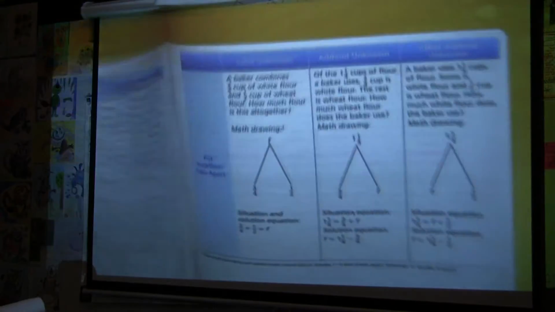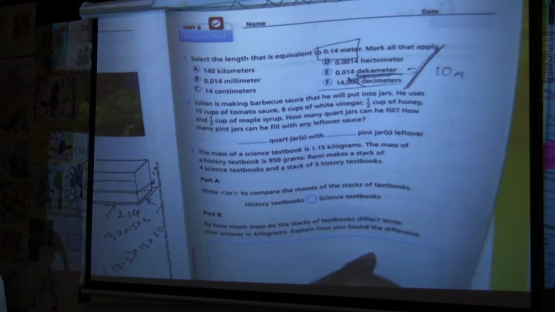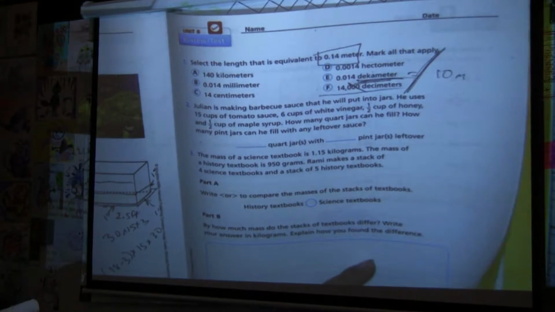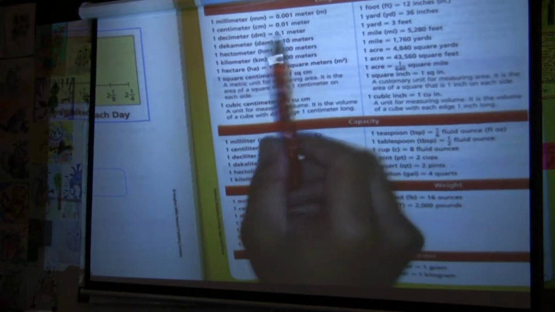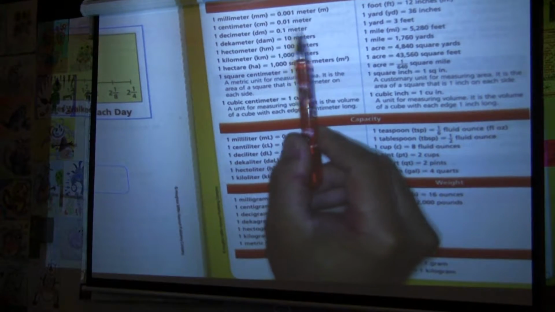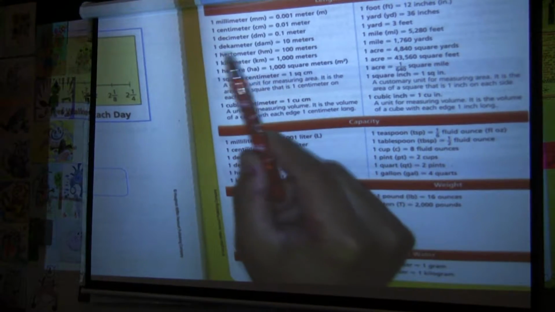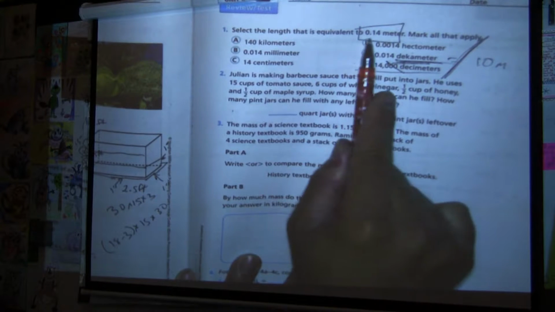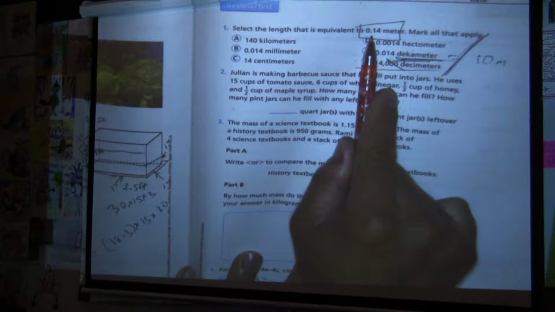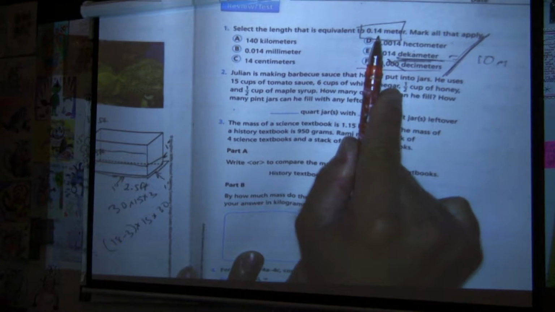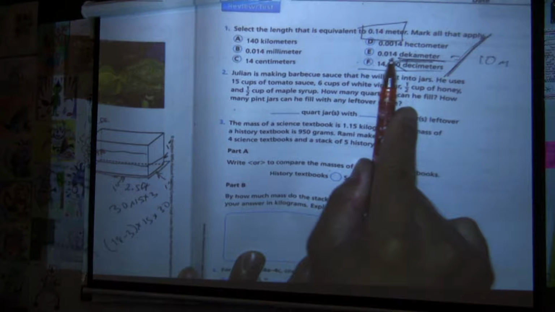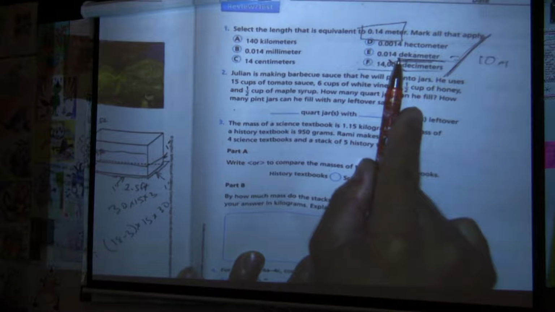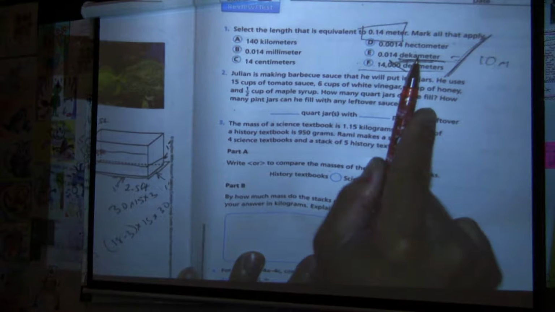Fortunately for us. So what page is the reference table? S1. So here's your table of measures. They could have gone back here and seen that a decimeter is 1/10 of a meter, which is 10 centimeters. 1 decameter is 10 meters. So remember, select a length that is equivalent to 14 hundredths of a meter, which is less than 1 meter. This is 14 thousandths of a decameter.